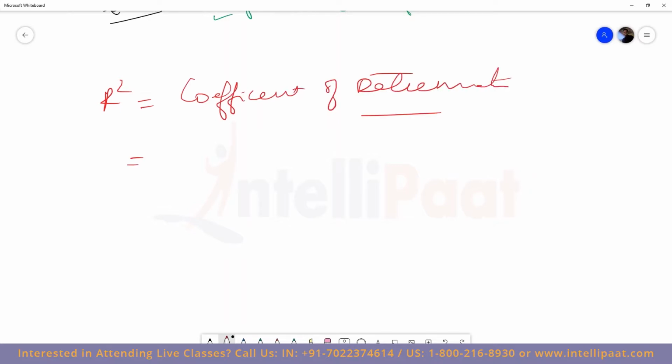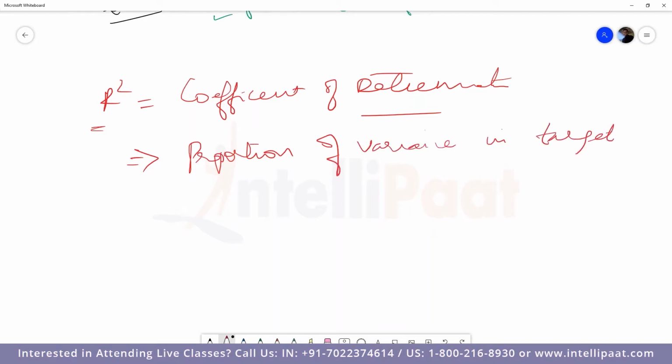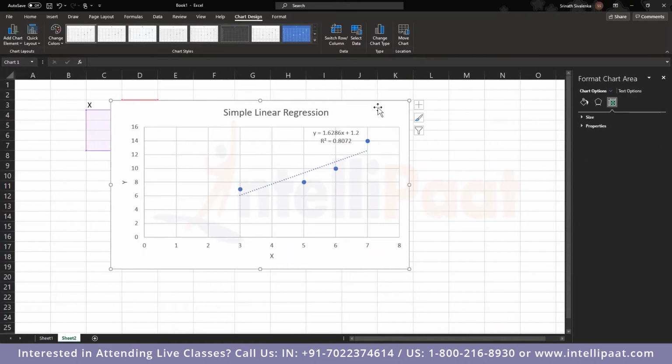But basically, what R squared talks about is the proportion of variance in the target variable, or your dependent variable, I'm sorry, explained by the model. What we simply mean by this is, when your R squared is 0.8, we are saying that 80% of the variability in your target variable has been explained by this particular model. The model that you see currently explains 80% of the variability in my target variable.